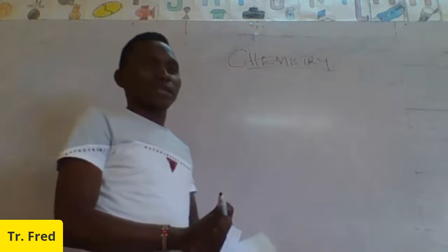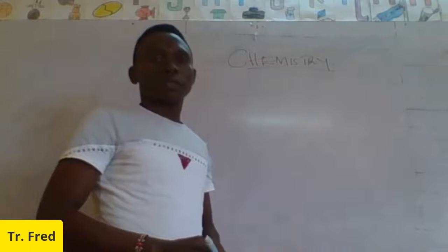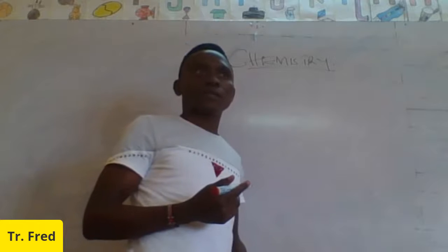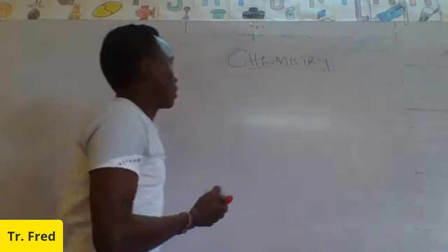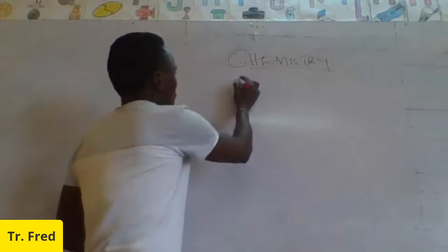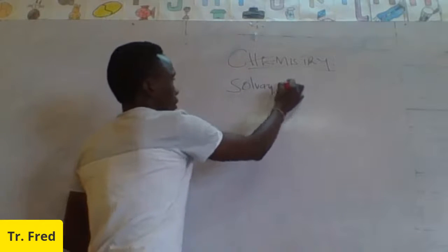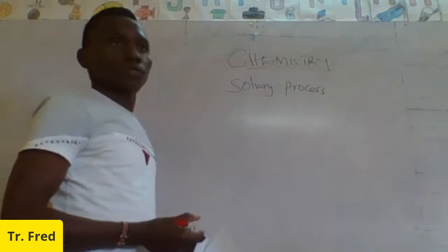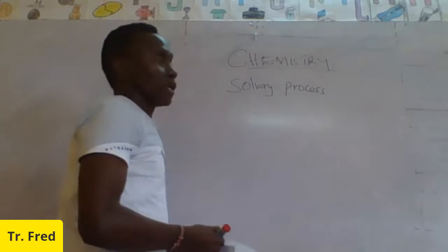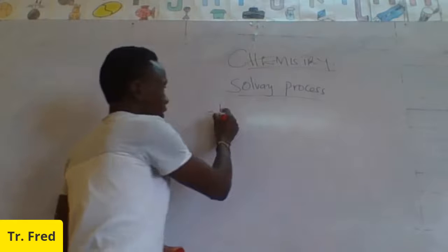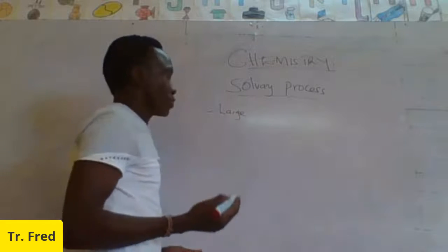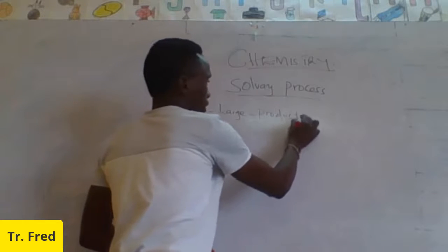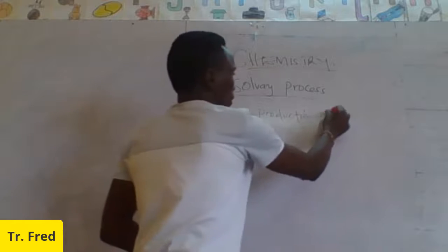We are going to tackle the subject of chemistry, specifically one of the long processes that is normally tested in paper two. Today I want us to learn about the Solvay process. This process is used to produce ammonia in industries, on a large scale basis.